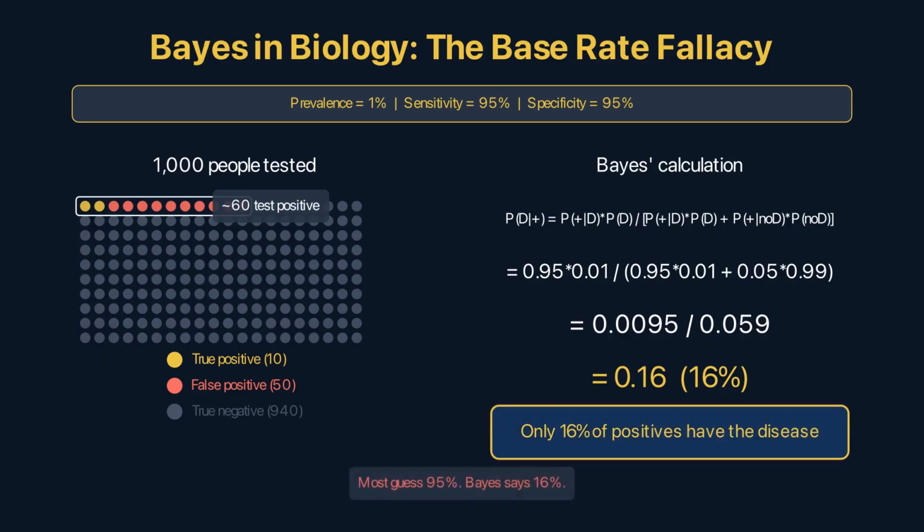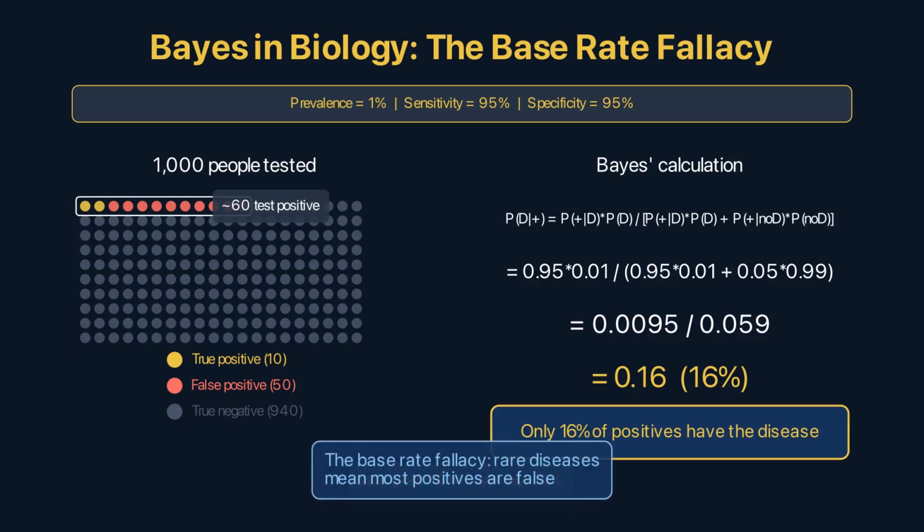Most positives are false positives because the disease is rare. This is the base rate fallacy from the p-value series episode 3. And it's why screening tests need high specificity when prevalence is low.